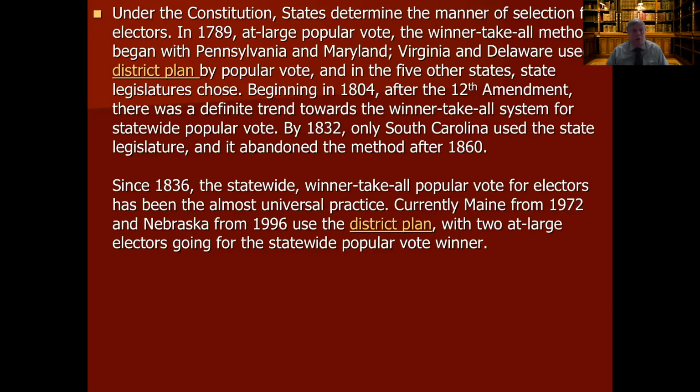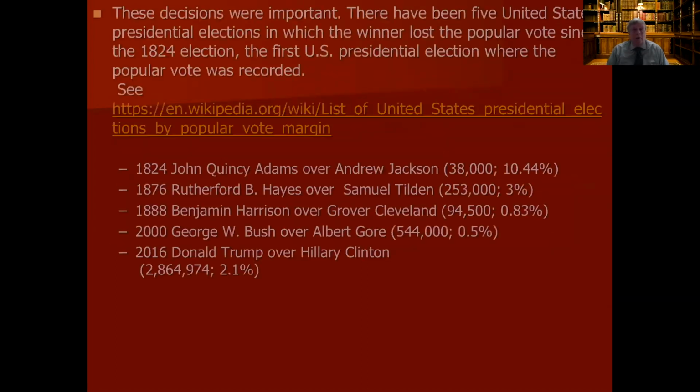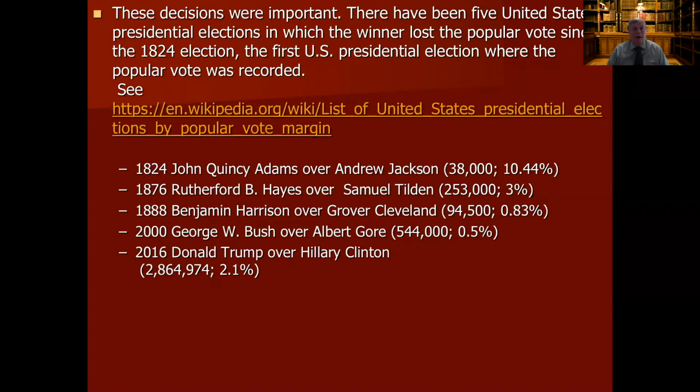Of course, this is important because in presidential elections, there have been 5 cases in U.S. history where the winner of the election, who won the most electoral votes, actually lost the popular vote. The first of these was in 1824. In 1824, John Quincy Adams won the Electoral College over Andrew Jackson, but he had 38,000 fewer popular votes than Jackson did, and this was 10.44% of the popular vote.